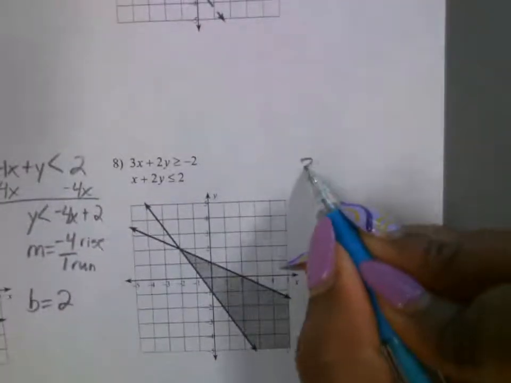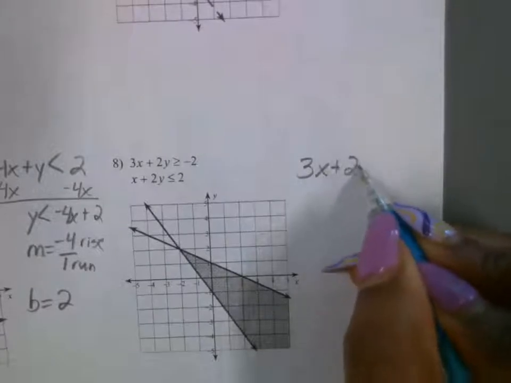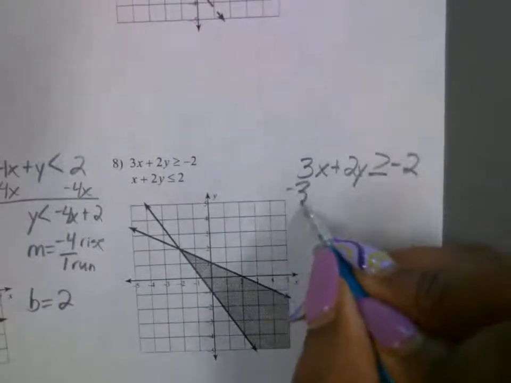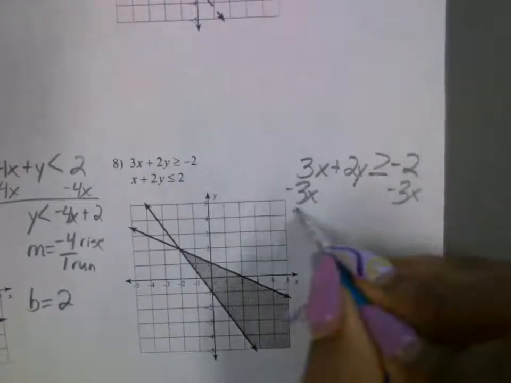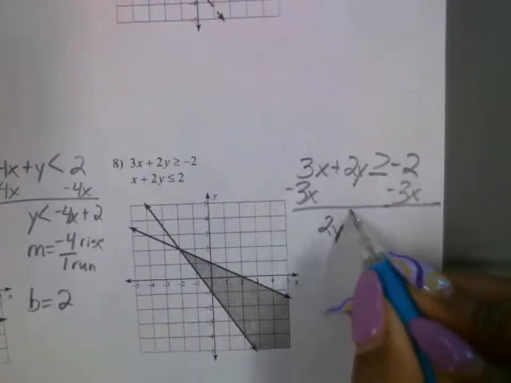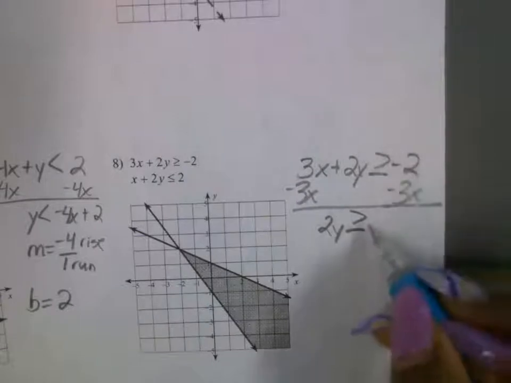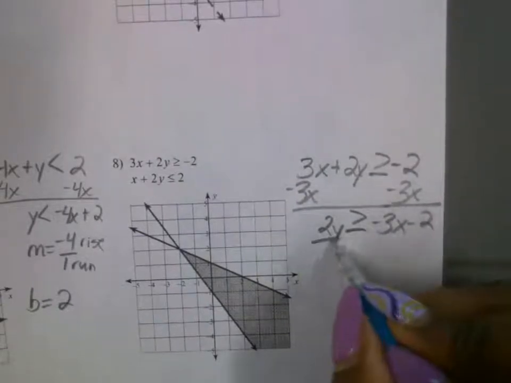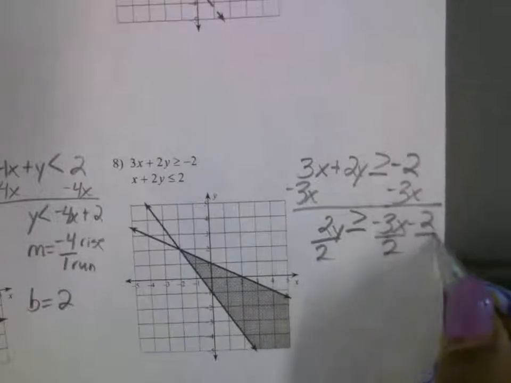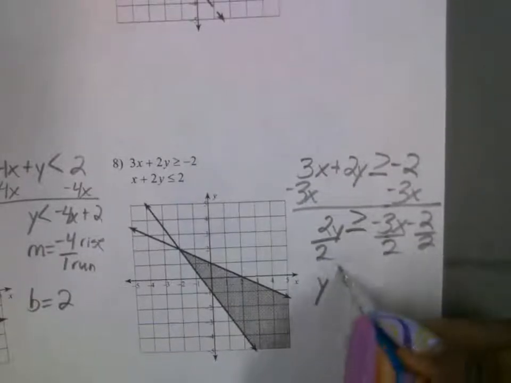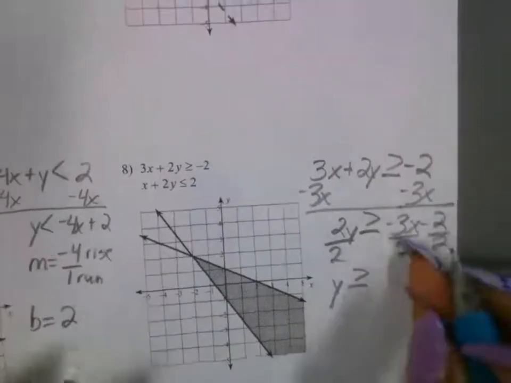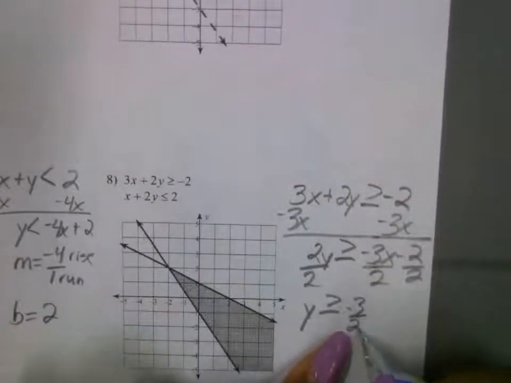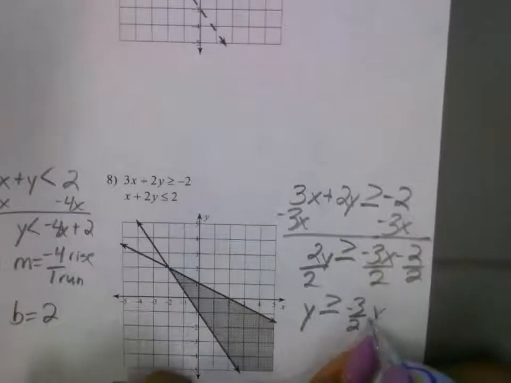You have 3x plus 2y greater than or equal to -2. Subtract 3x on both sides. We got to write it in slope intercept form. That's 2y greater than or equal to -3x minus 2. Divide every single one of those terms by +2. The inequality is going to stay the same. You see that? It's going to stay the same. This is going to be -3/2x, and this is going to be a -1.